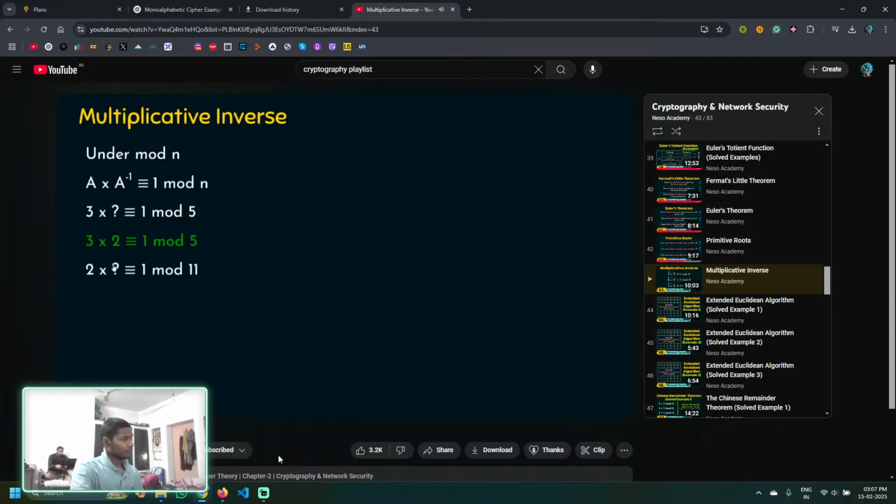So let's try with 6. So 2 into 6 is 12. 12 when it is divided by 11, we get 1 as the remainder. So the multiplicative inverse of 2 mod 11 is 6. Let's see one more number. 4 is multiplied by what number? We get 1 as the remainder under mod 5. In other words, what's the multiplicative inverse of 4 mod 5?